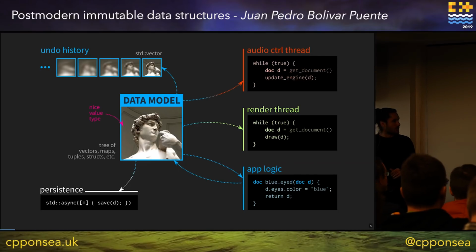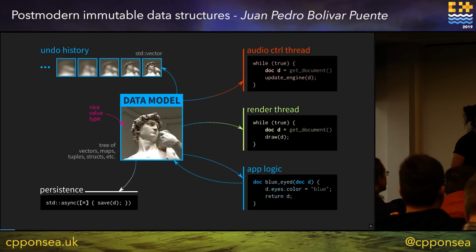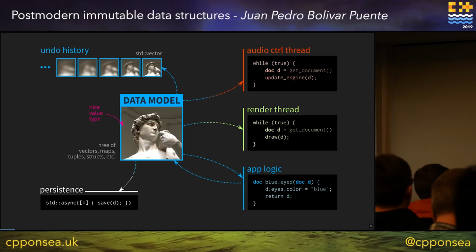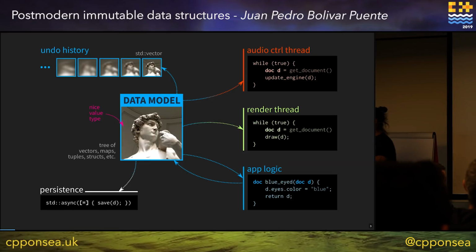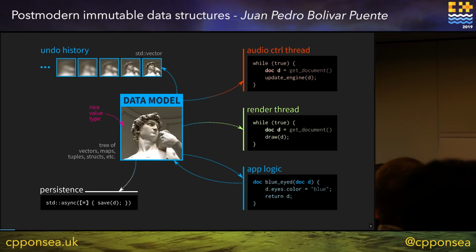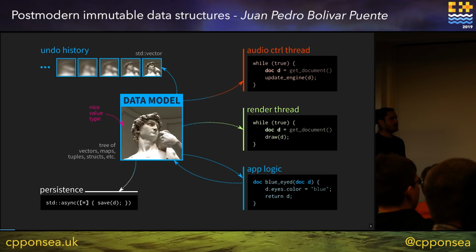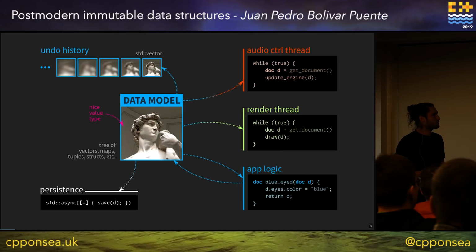Now, we can also then add more representations for the document. I worked a lot making music software. We often have a sonic representation of the document, so an audio thread that also wants to consume this document and transform it so we can emit audio. And again, we can probably get a copy of the document and operate on it.